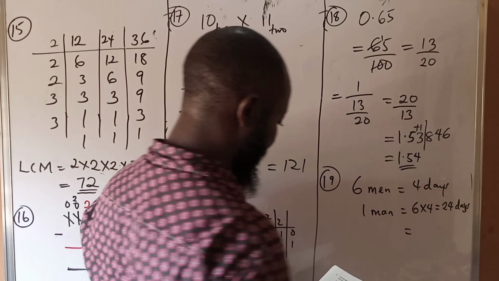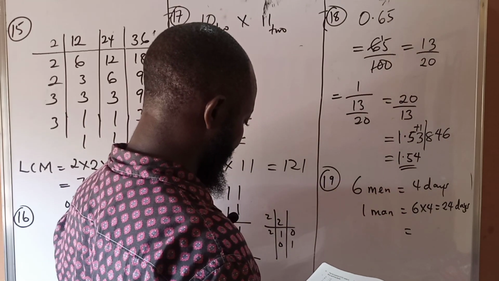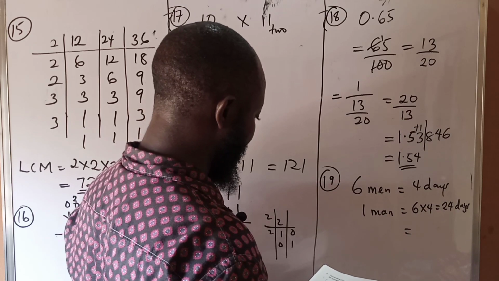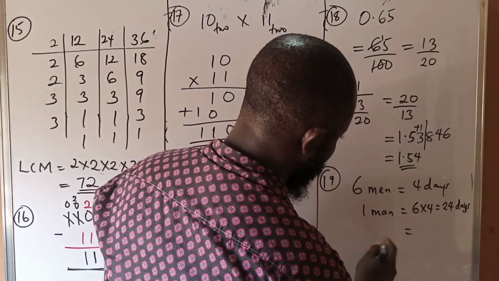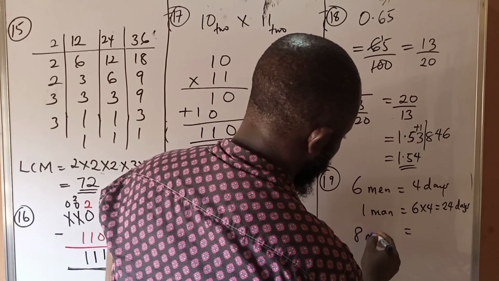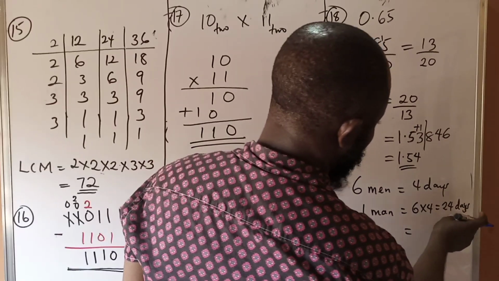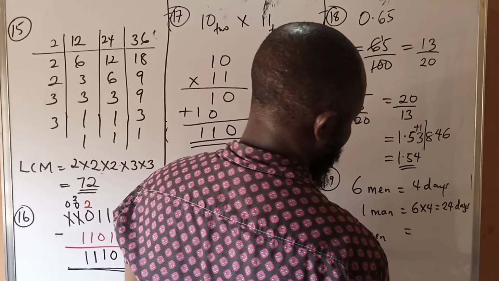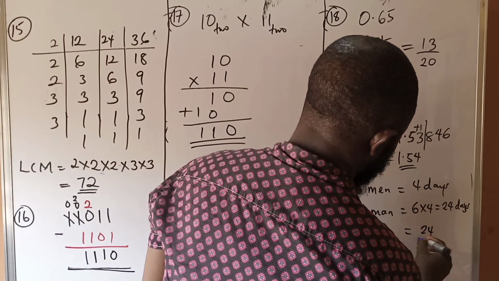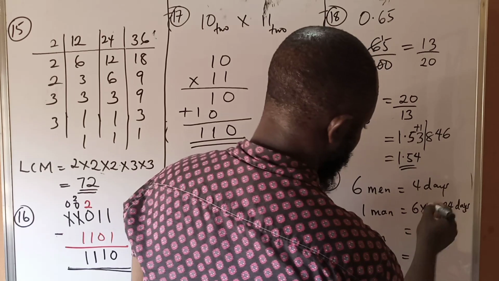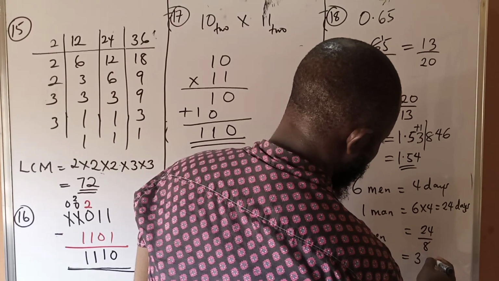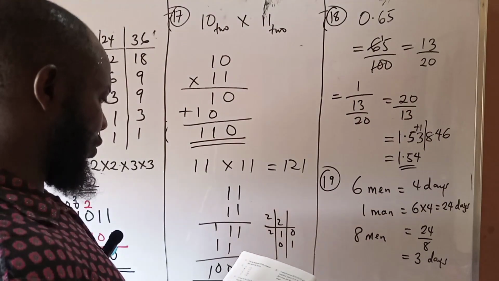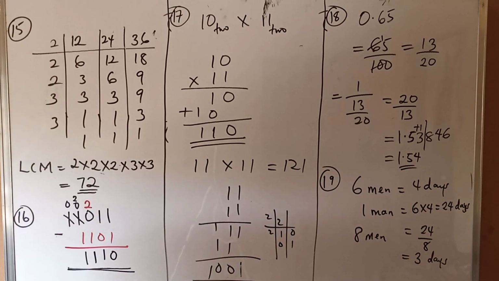The question asks, how many days will it take 8 men? For 8 men, the work that is done by 1 man in 24 days will be divided by 8 men. That means 24 divided by 8, which gives 3 days. So 8 men will take 3 days to complete the same job, working at the same rate.